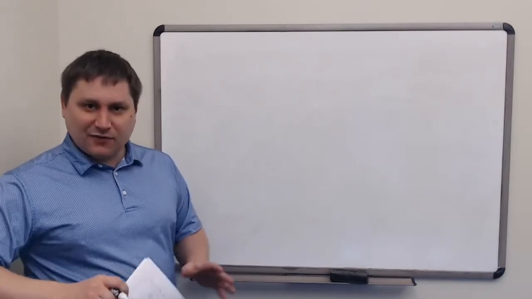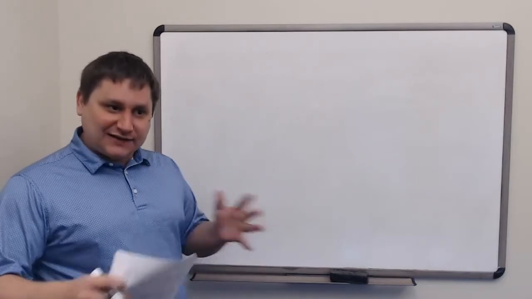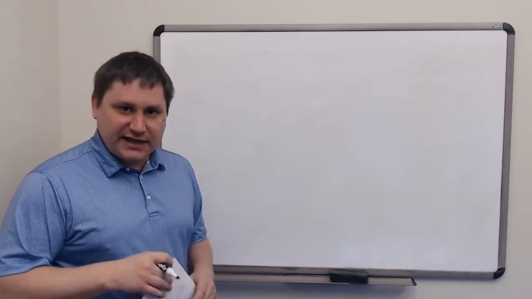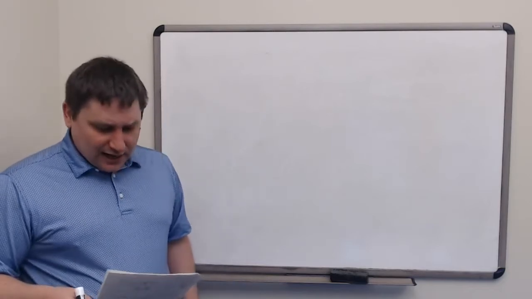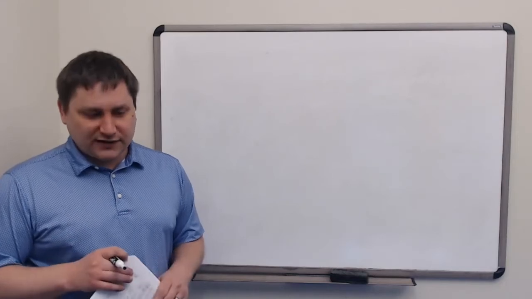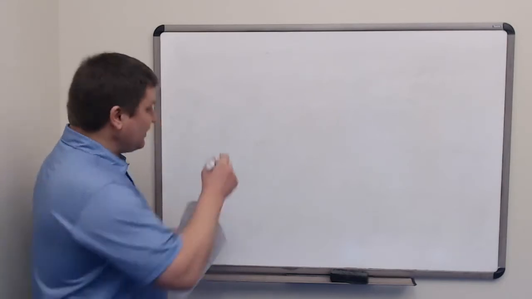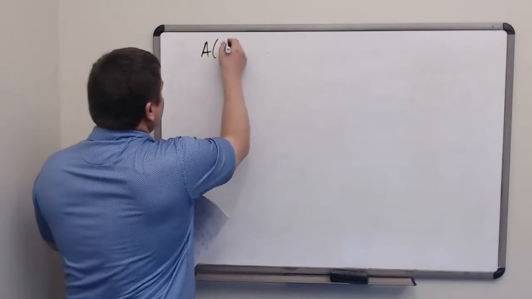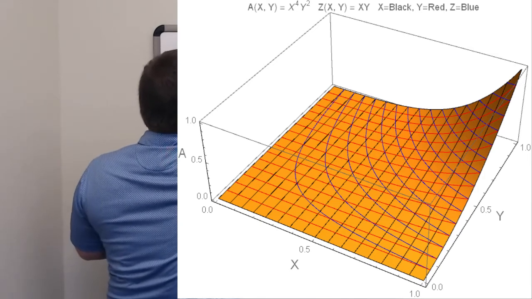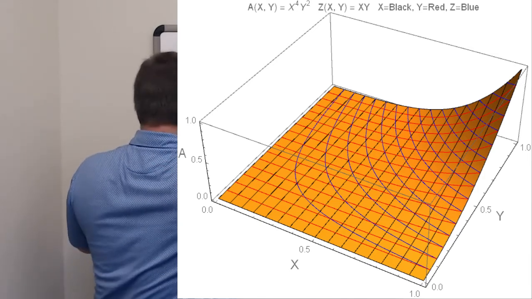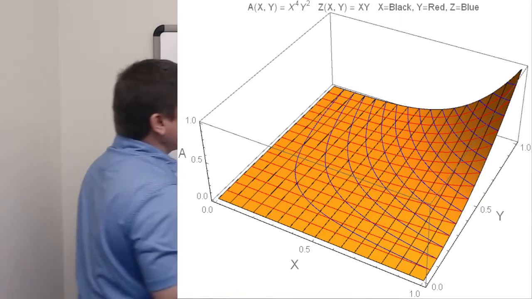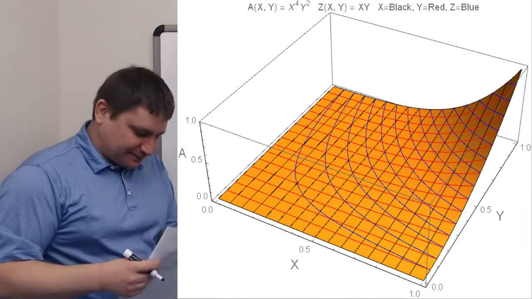Now I realize that's been quite formal. We just have lots of variables floating around. Let's try to get a more visceral feeling for what these things mean. I'm going to show 2 slides here that give you a feeling for what these mean. The first one has a function a as a function of x and y that's equal to x to the 4th times y squared, and a function z which is equal to x times y.